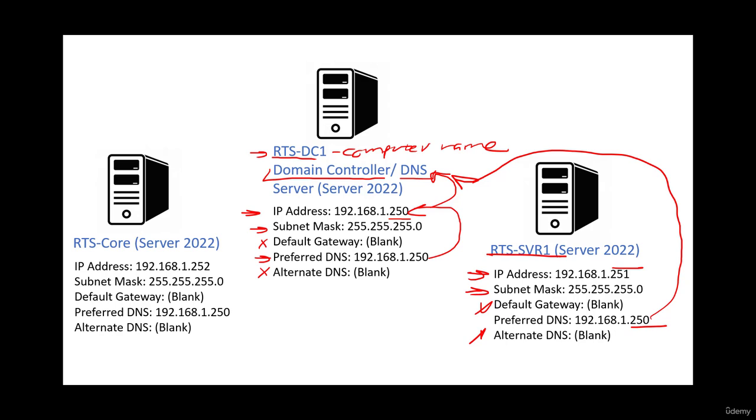If I were to look at my core server, it has its own IP address, default subnet mask. I don't need a gateway, preferred DNS server. Again, that's going to be this machine here. And alternate DNS will be blank. We cover IP addressing in more detail later in the course, but this is enough to have us get our Active Directory domain services installed.